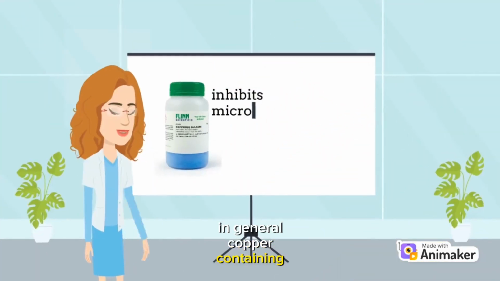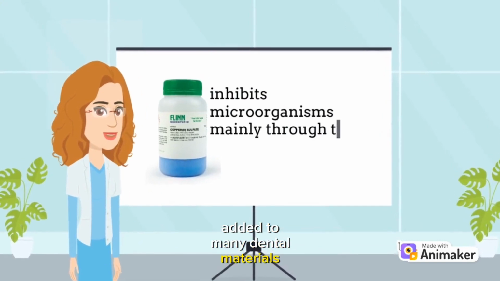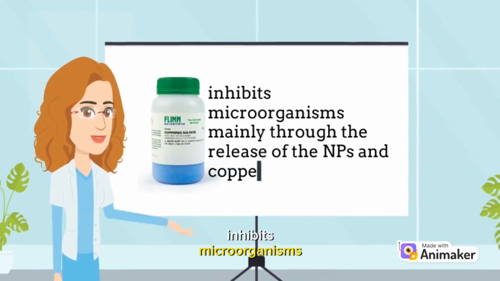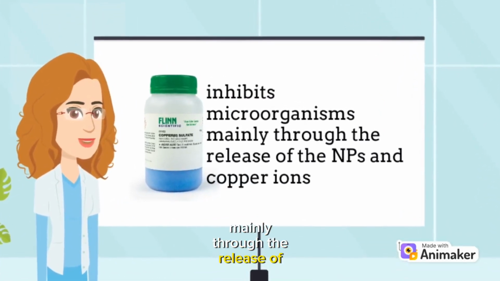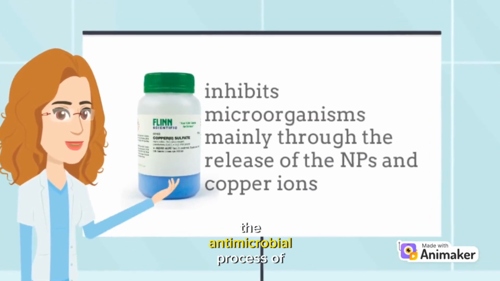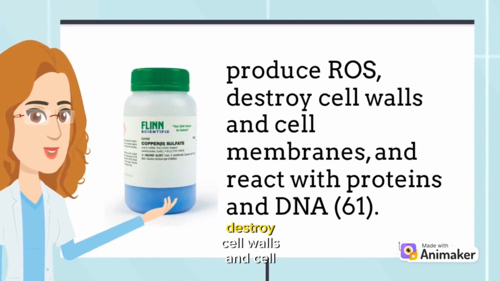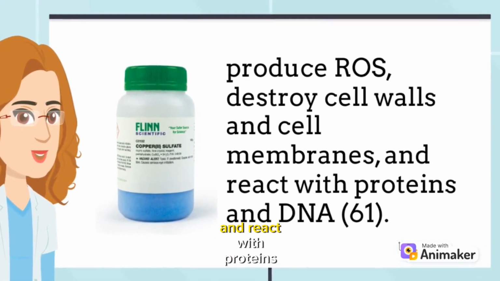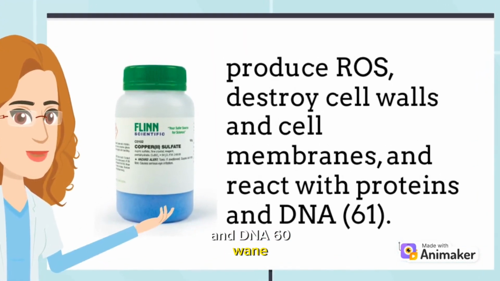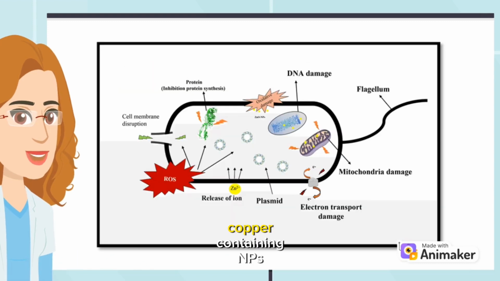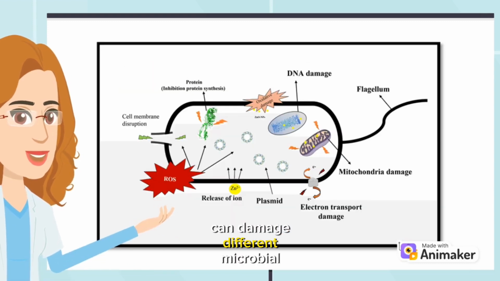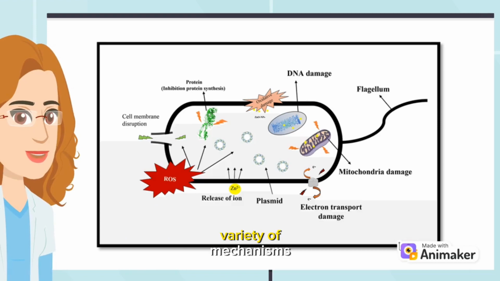In general, copper-containing NPs added to many dental materials inhibit microorganisms, mainly through the release of the NPs and copper ions. The antimicrobial process of copper-containing NPs is to produce ROS, destroy cell walls and cell membranes, and react with proteins and DNA. In this process, copper-containing NPs can damage different microbial cell components through a variety of mechanisms.